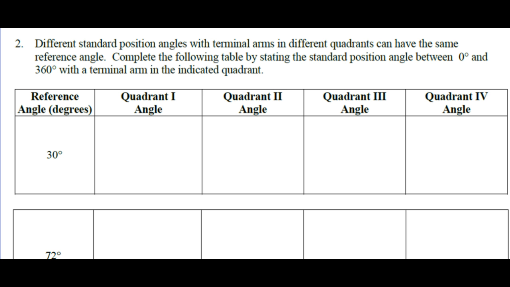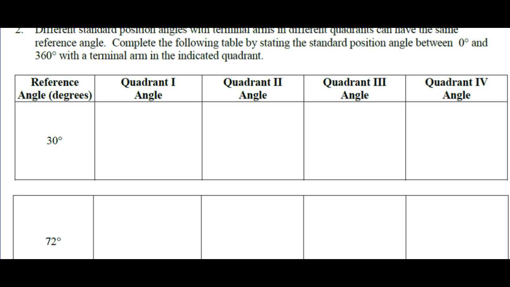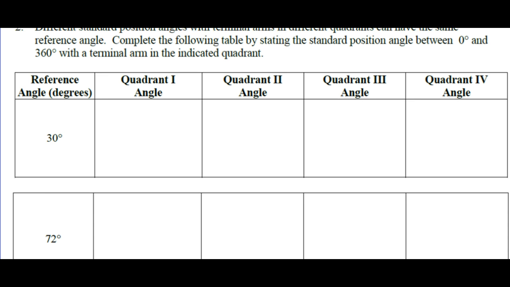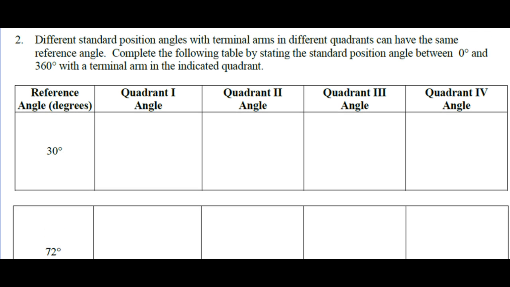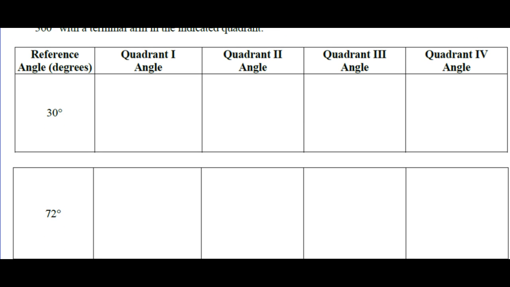Different standard position angles with terminal arms in different quadrants can have the same reference angle. Complete the following table by stating the standard position angle between 0 and 360 with a terminal arm in the indicated quadrant. Okay. All right, so the reference angle is 30 degrees. What's the quadrant 1 angle? So we draw a little cross there, we indicate a quadrant 1 angle with a reference angle of 30 degrees. That's here. So I say that's 30 degrees. So what's the rotation angle? 30. Okay, so we would say 30 degrees is the angle.